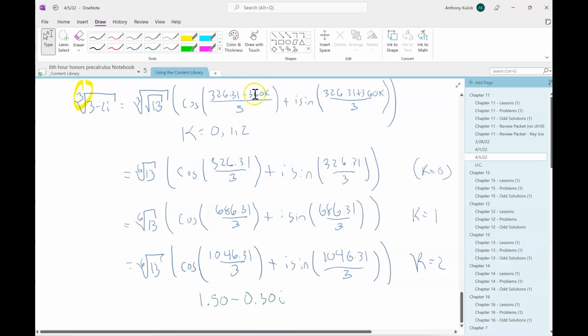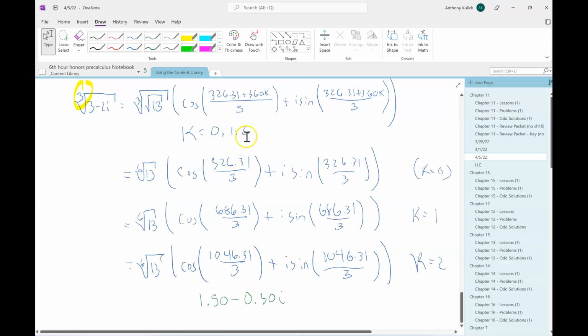Well, if I do k equals 3, 3 times 360 is 1080. And 1080 plus this is 1406.3, which is actually coterminal to this one. So if you did more than 3 Ks, you'd just get coterminal things.